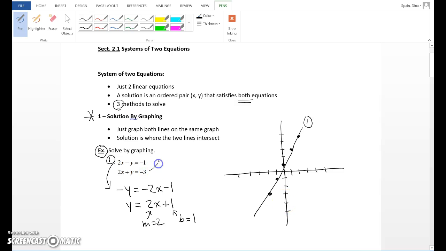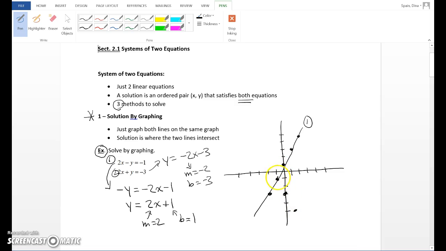Alright, let's try this other one. Here's the second one. This is equation 2. That's horrible. Alright, solving for y. That was a 2x there. Let's put it on the other side. Alright. This time, my y-intercept is negative 3. And I have a negative 2 slope this time. So this means I would go down 2 and right 1. Or I could go up 2 and left 1.